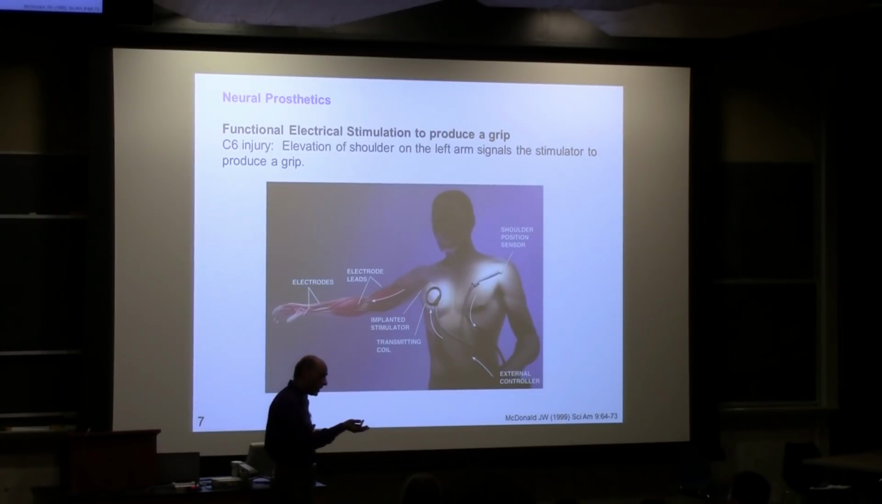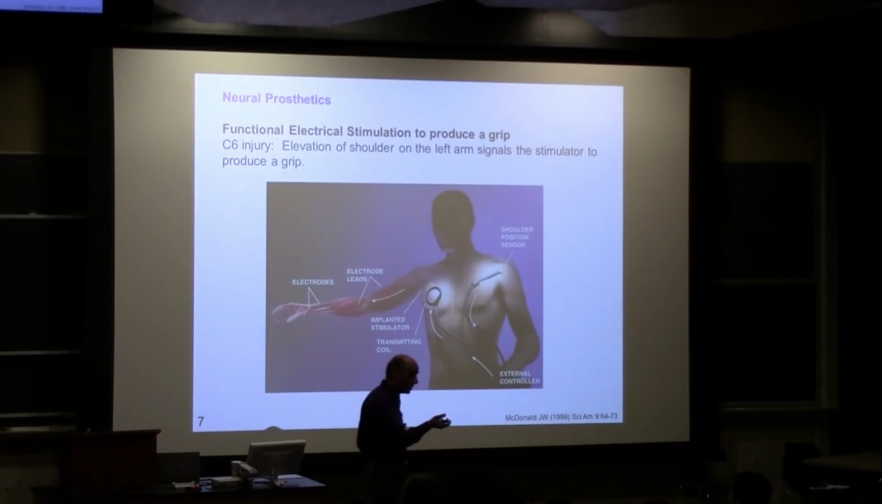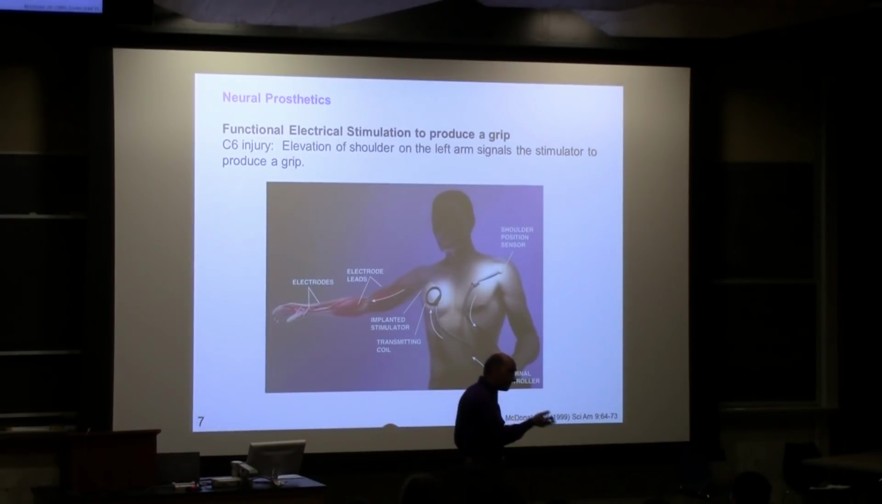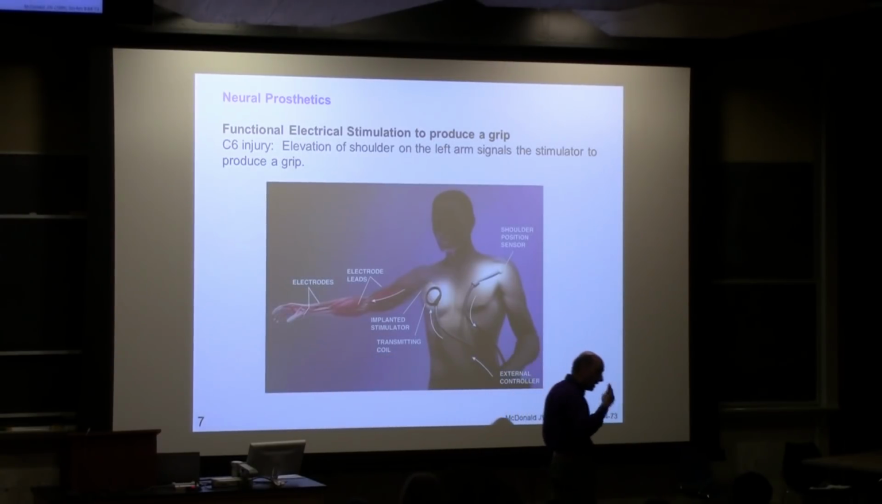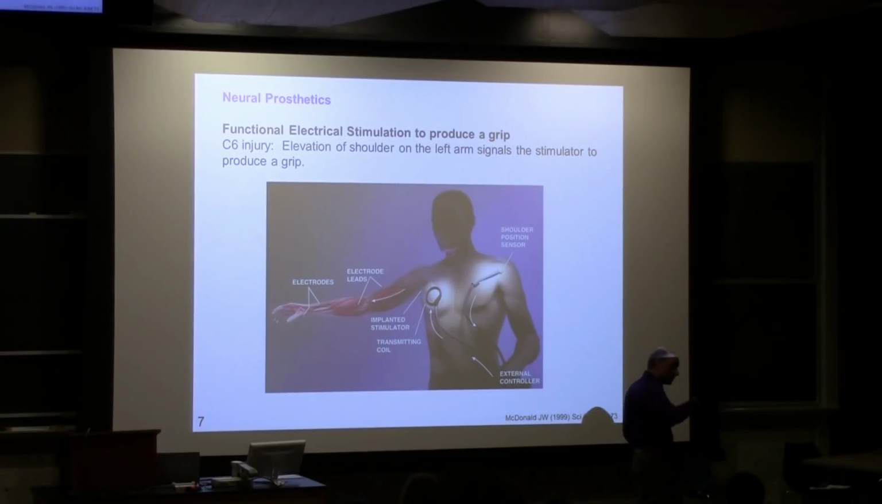Well, the muscles are okay, right? So there's nothing wrong with the muscles. If there was a way to activate those muscles independent of that pathway in the spinal cord, then you'd have a process by which you can get around this damage. So how does one do that?